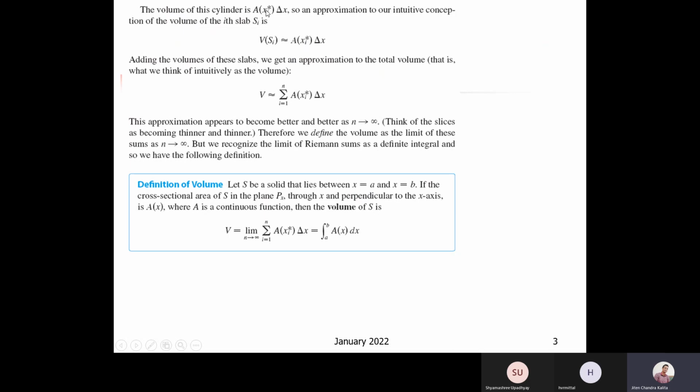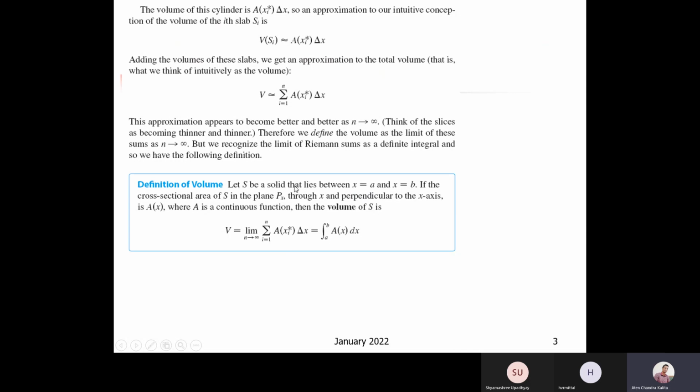So the volume of an individual part is going to be given by this, as I have told you. If you add them up, then you get an approximation. But if you let the number of slices tend to infinity, then this is what you get.